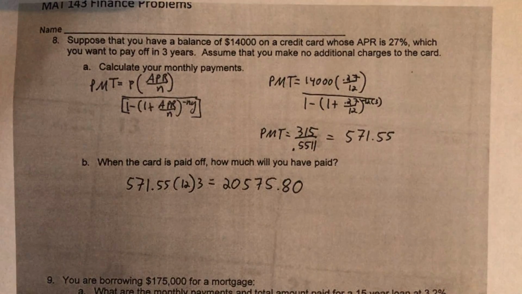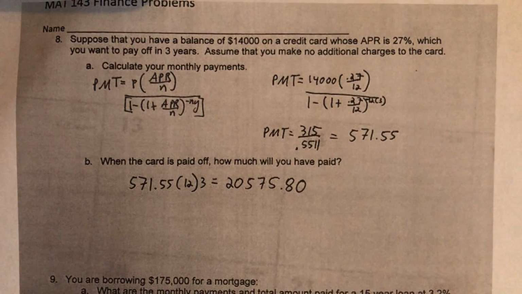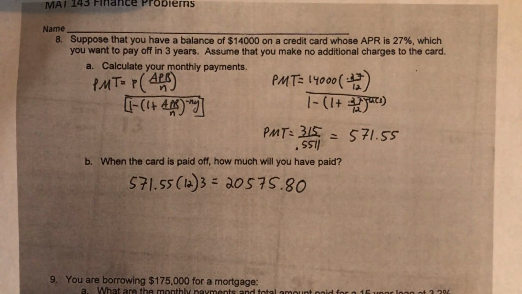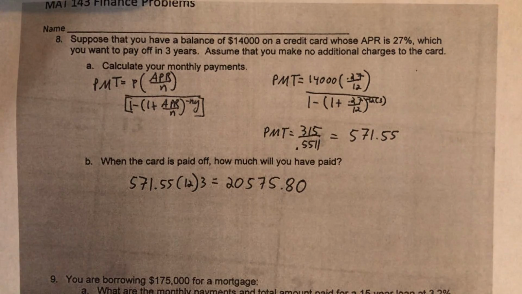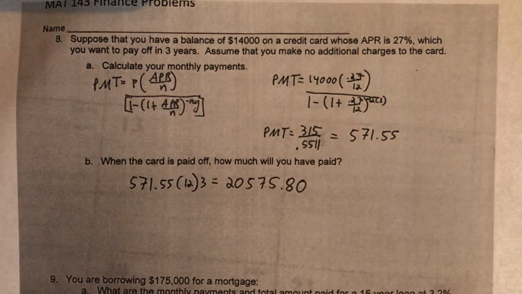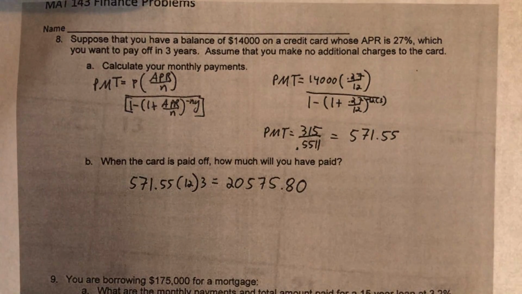All right, I have $14,000 on a credit card. I'm getting an APR of 27%. I want to pay it off in 3 years. So 14,000 times 0.27 divided by 12, and then 1 minus 1 plus 0.27 divided by 12 raised to the negative 12 times 3. Plug in just the numerator, we get 315.